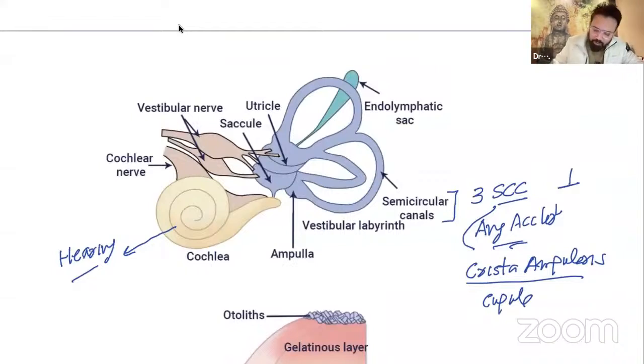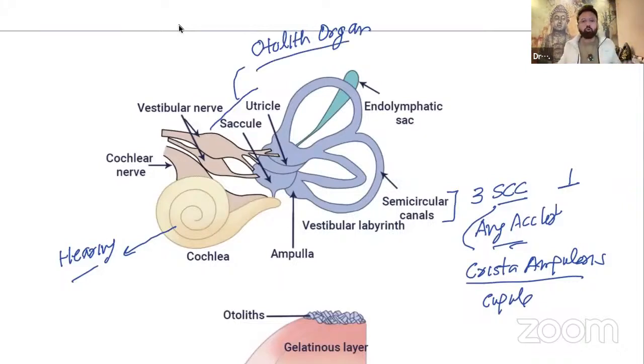Now, we have utricle and saccule. Both are called otolith organs, because they have otoliths. I will show you. Very good, Shiv. You know the cupula covers the crista. Wonderful. Your depth is very nice. Okay, so the otolith organs are utricle and saccule, and otolith organs are for linear acceleration.